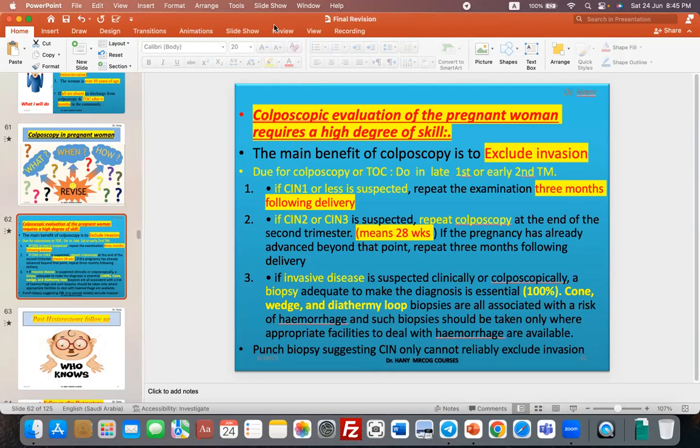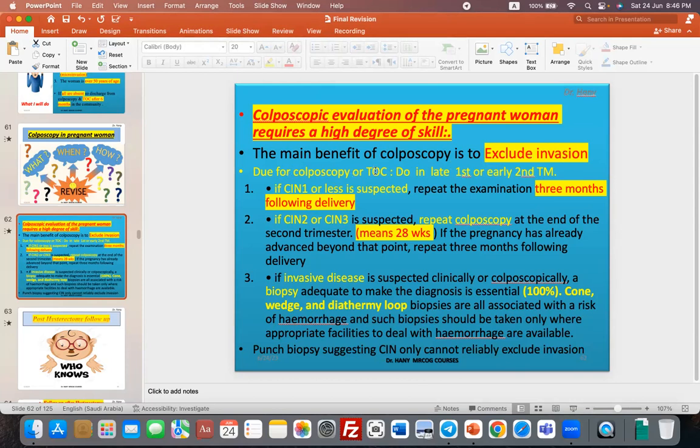For whom? A woman who is already treated or had an abnormal smear or abnormal screening before pregnancy, to rule out invasion. Be smart: I'm not doing follow-up here to decide whether I will treat or not. I need to see whether this patient will develop invasive cervical cancer in pregnancy, so I must treat her. Otherwise, I will defer the treatment until after pregnancy. This is how it will come in the exam. The main benefit of colposcopy is to rule out invasion.